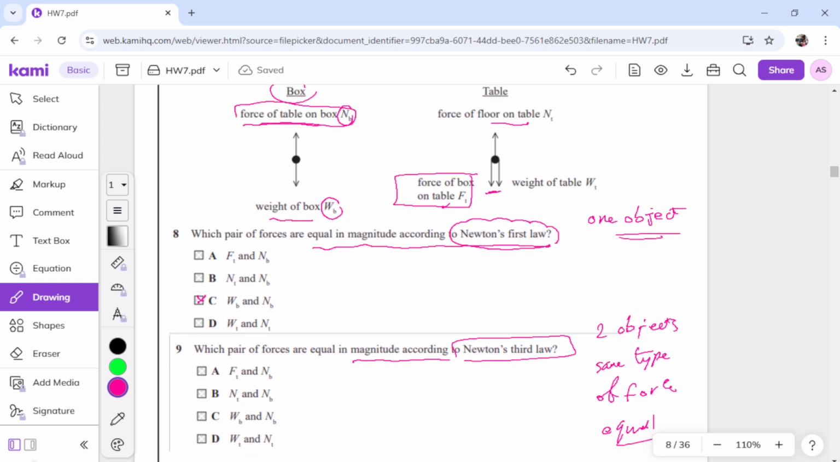So is the weight of the table equal to the weight of the box? It will not be correct because he didn't mention this. Okay, so I will choose two forces of the same amount, action and reaction. So it will be, as I said, the force of the table on the box, this one, and the force of the box on the table as a reaction, this will be 2. So it will be NB and FT. Where is it? NB and FT. Yes, this is A.